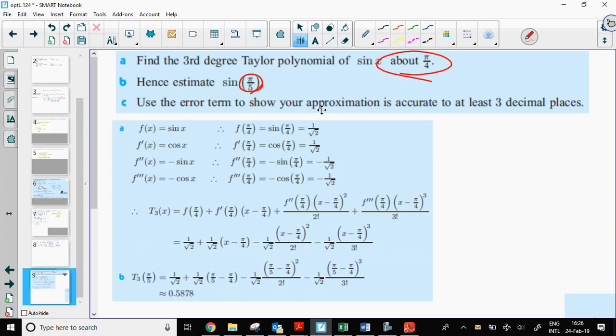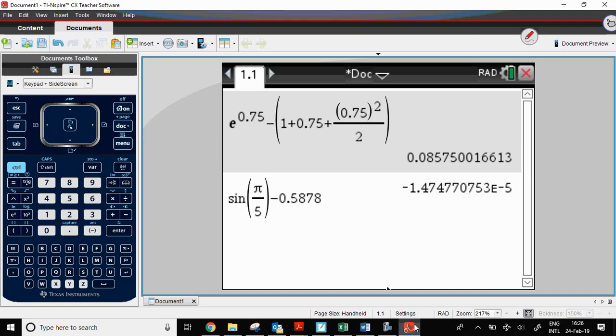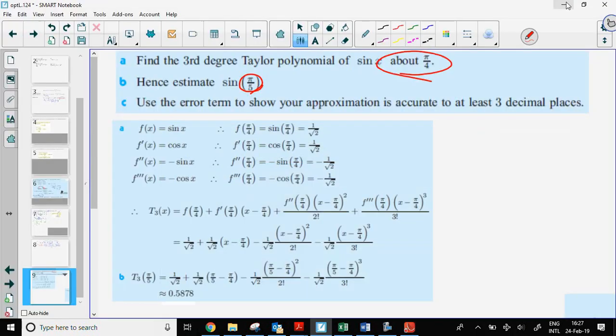So now let's show that our approximation is accurate to at least 3 decimal places. Again, that does not mean going to a calculator and actually working out that indeed it is. Yes, we're off by about 0.00001. So great. First 4 decimal places were all 0, but not valid. No points for that. Sorry. Instead, we're going to use the Lagrange form of the error term.